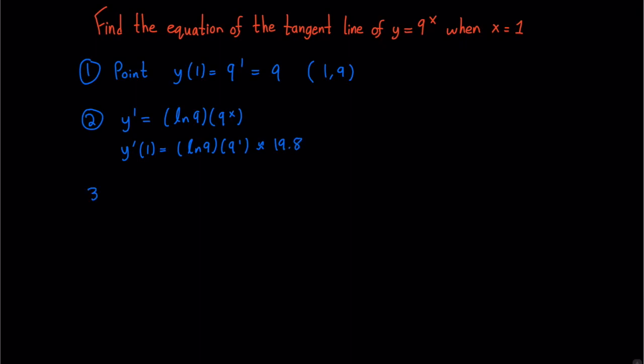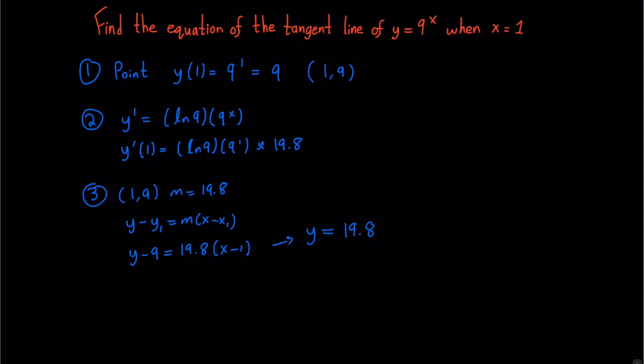So now for our last part, we have our point, we have our slope, and we can plug this into point-slope form: y minus y1 equals m times x minus x1. So y minus 9 equals 19.8 times x minus 1. And we'll rewrite this, simplified, as y equals 19.8x minus 10.8. That's the equation of the tangent line when x equals 1.